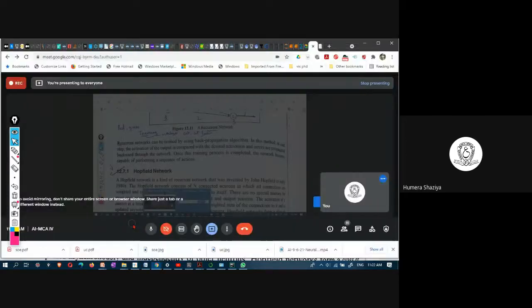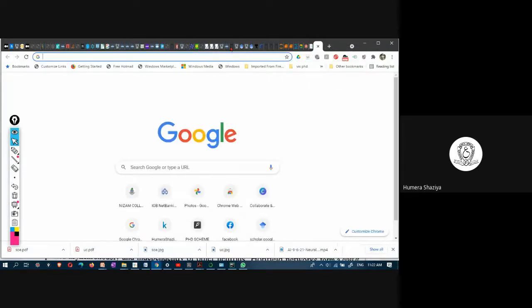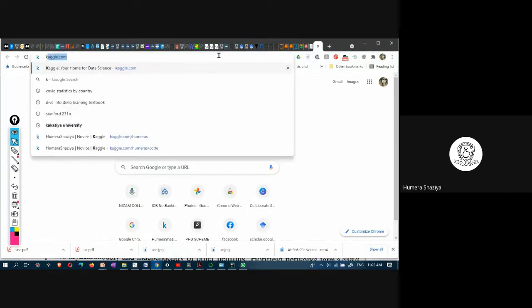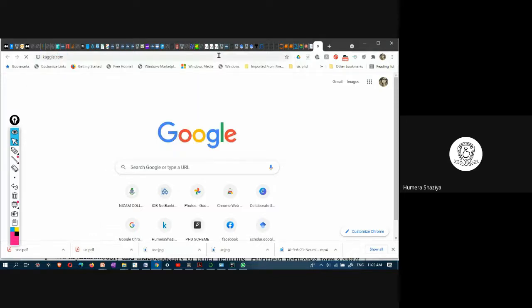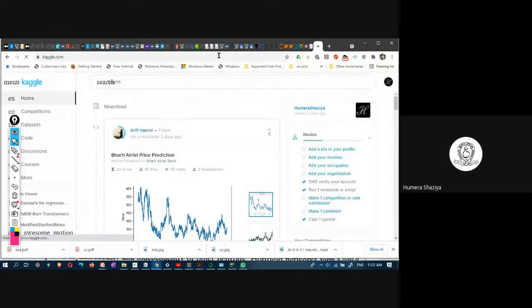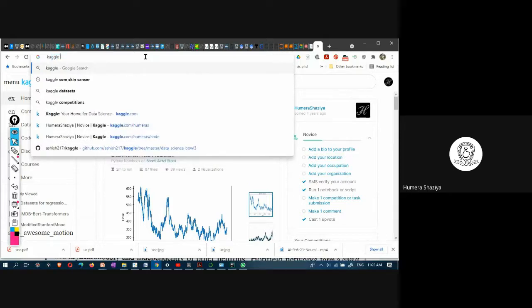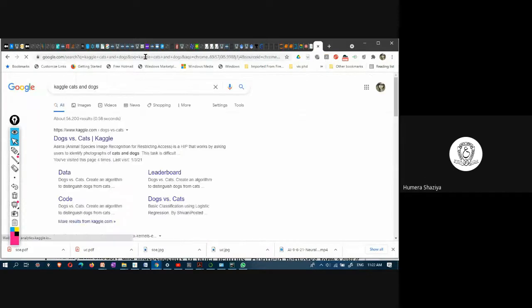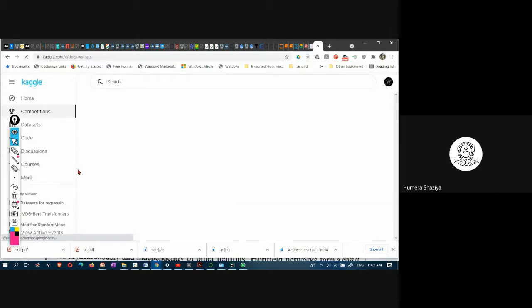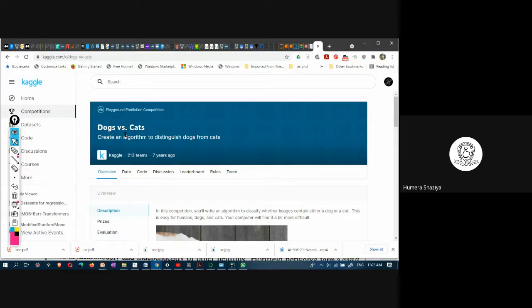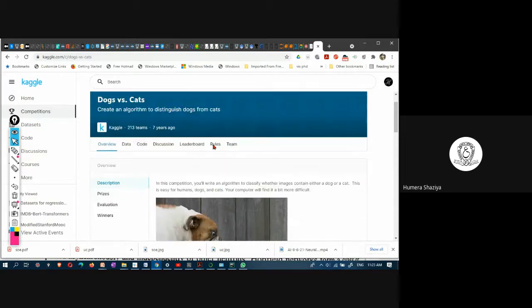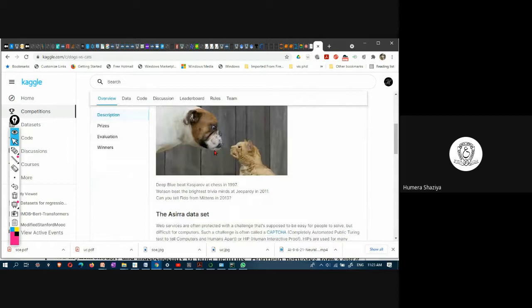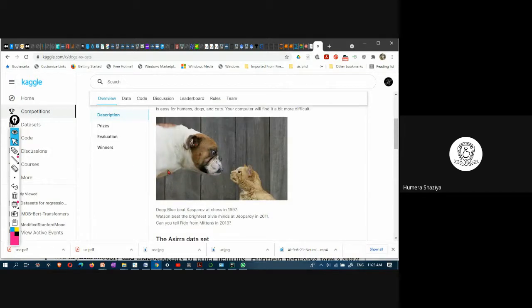Let me give you an example. I told you to follow some of the good challenges in Kaggle. In Kaggle, there is a challenge. The challenge is to recognize cats and dogs. The name of this competition is Dogs versus Cats. An algorithm has to be created that would distinguish dogs from cats. If an image is shown to a machine, it should identify whether that image contains a dog or a cat.